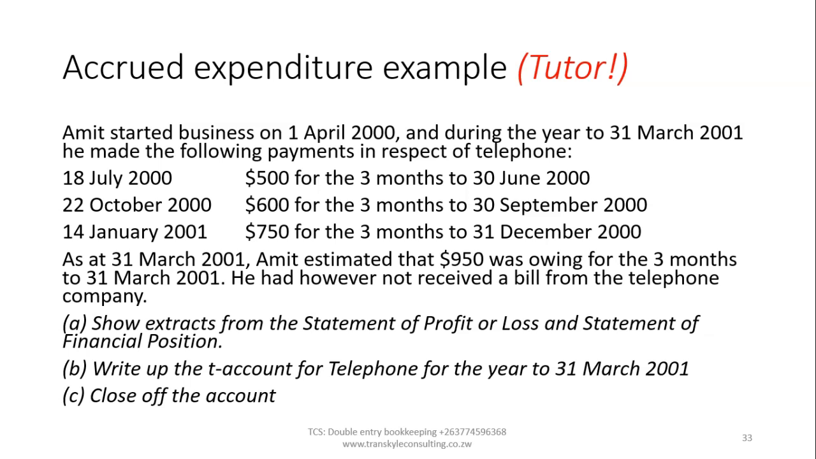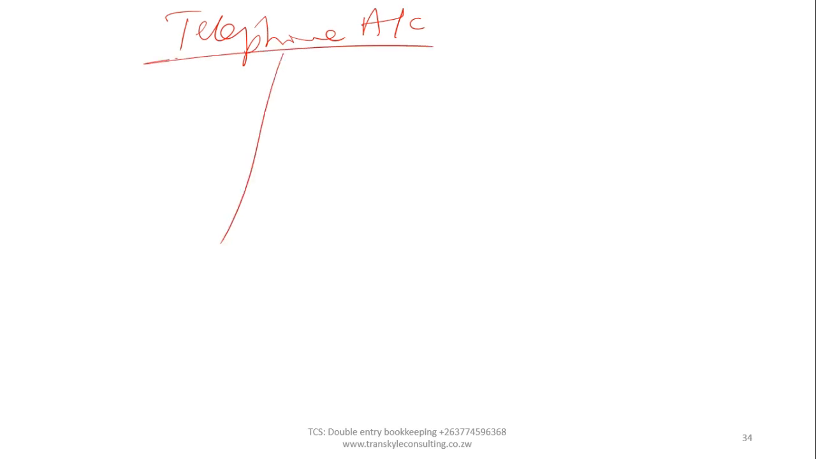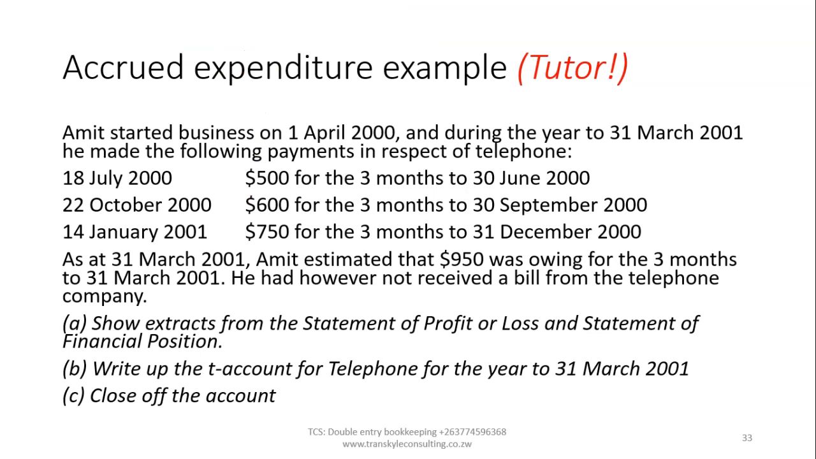So, show the extracts from the statement of profit or loss and statement of financial position. Write up the T account for telephone for the year to 31st March 2001. Then you have to close off the account. So, our job there has been made easier. We can start with the telephone account, the same T accounts which we have been doing. These are the payments which have been made.